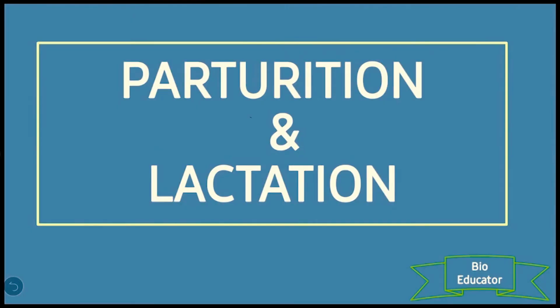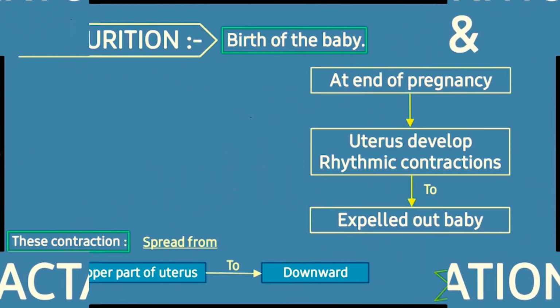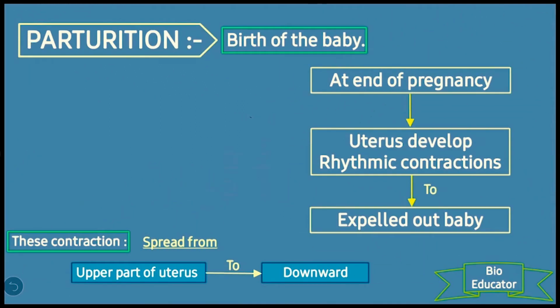Hello knowledge seekers. This is the end part of our reproduction topic. In this part, we will discuss the parturition and lactation process in a basic and simple way. It is the process in which the fully developed baby comes out from the uterus of the mother. In simple terms, it is the birth of the baby.